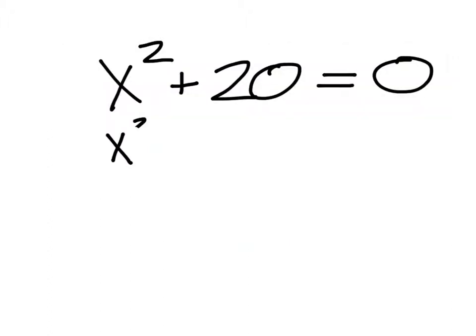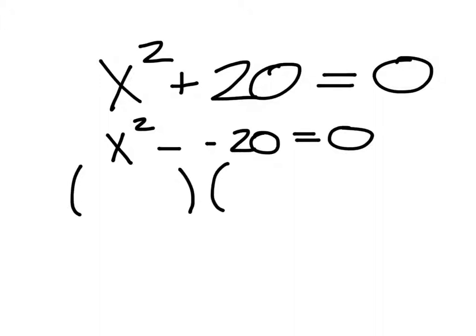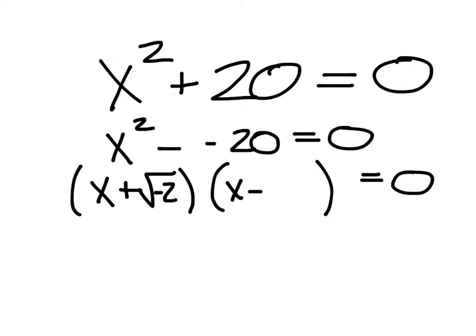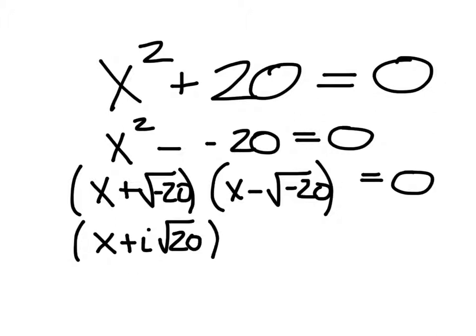Example 4. You have to rewrite this as x squared minus a negative 20 equals 0. And then when you factor it up, it's going to be x plus and x minus. You'll have the square root of negative 20 in each of them. And you'll still do the same thing that we did on the last step, which is you're going to have an I coming out of each one.